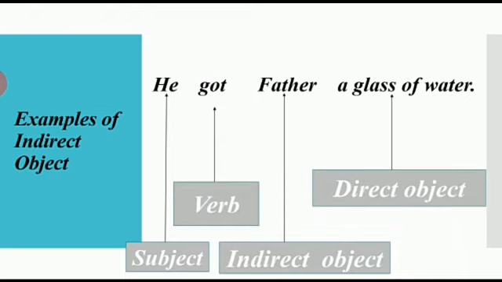Now how? He got father a glass of water. What is needed here? A glass of water. And for whom he brought that glass of water? For father. So father here is the indirect object and a glass of water is the direct object. He got father a glass of water. I hope you would have understood what is direct and indirect object related with verbs.